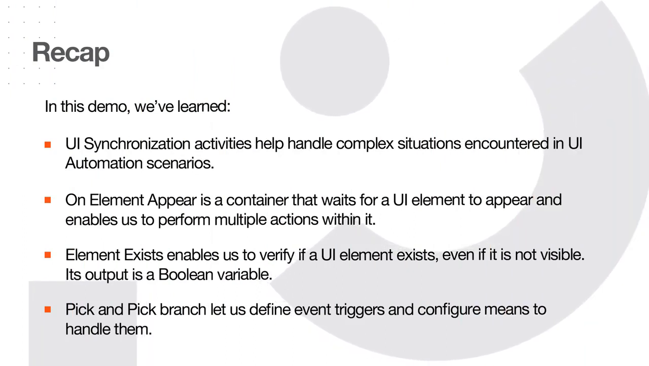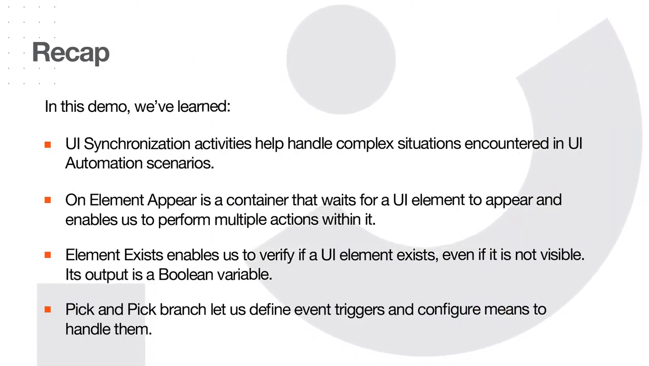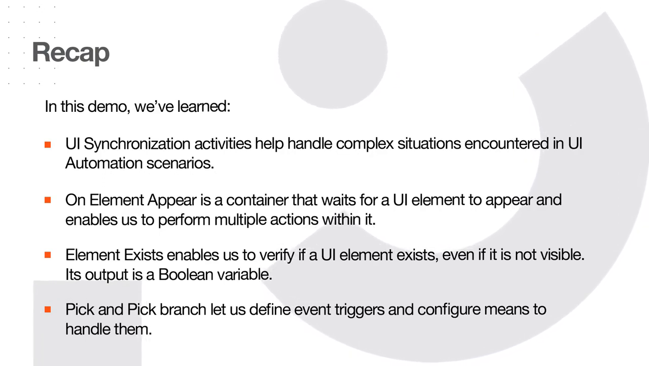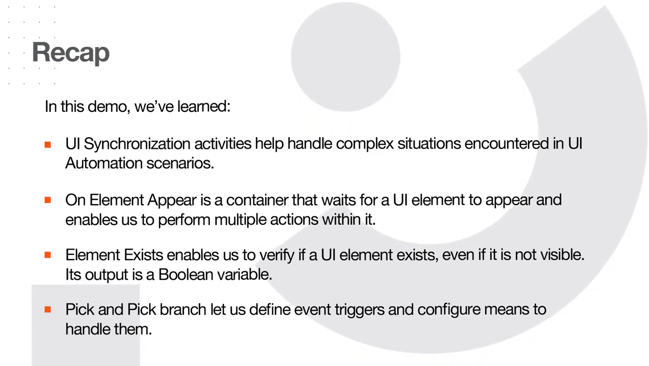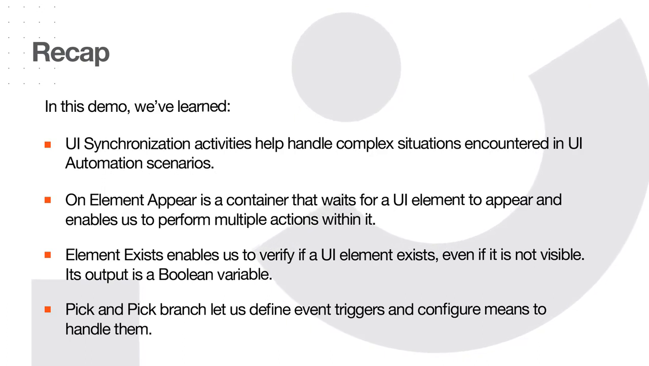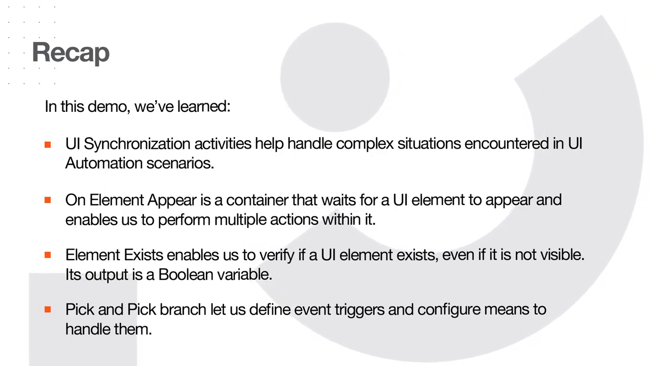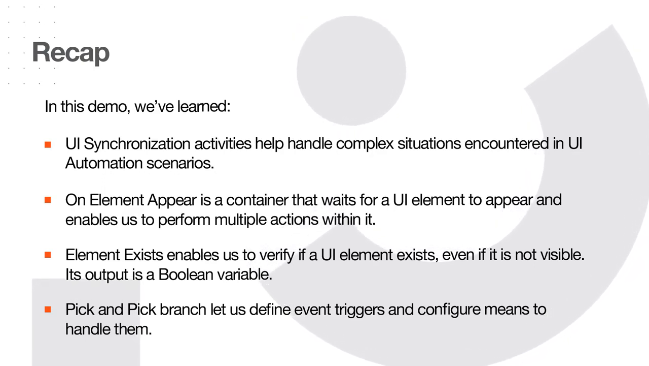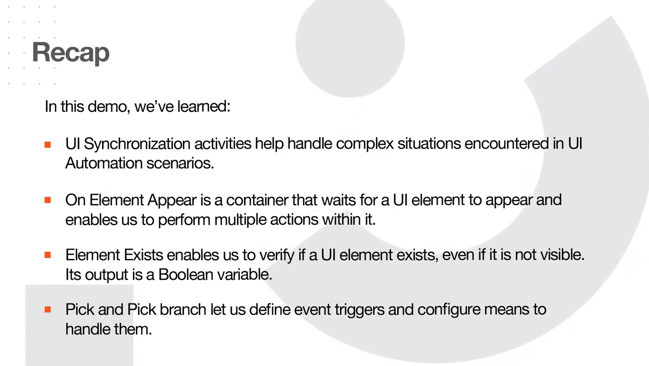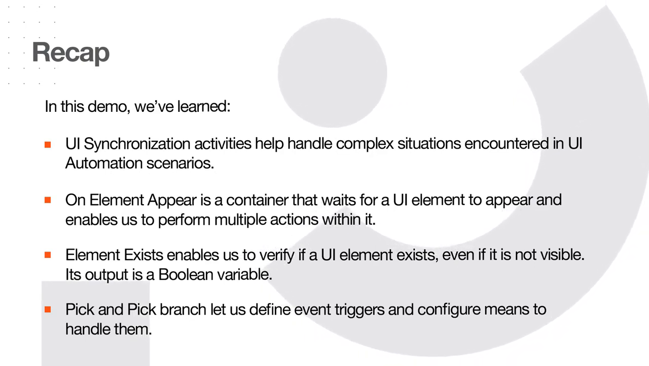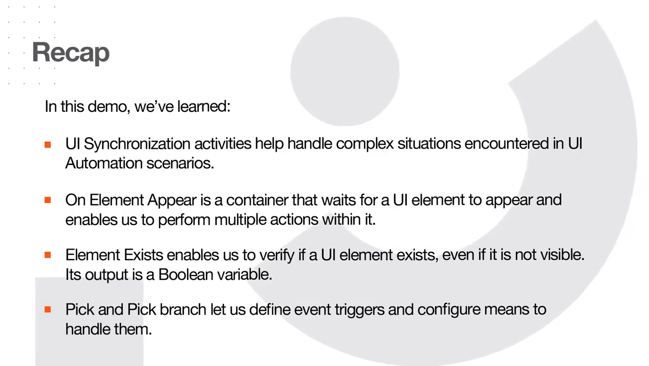And that's it. For a few key takeaways, UI synchronization activities help handle complex situations encountered in UI automation scenarios. OnElementAppear is a container that waits for a UI element to appear and enables us to perform multiple actions within it. ElementExists enables us to verify if a UI element exists, even if it is not visible. Its output is a Boolean variable. Pick and pick branch let us define event triggers, and configure means to handle them.